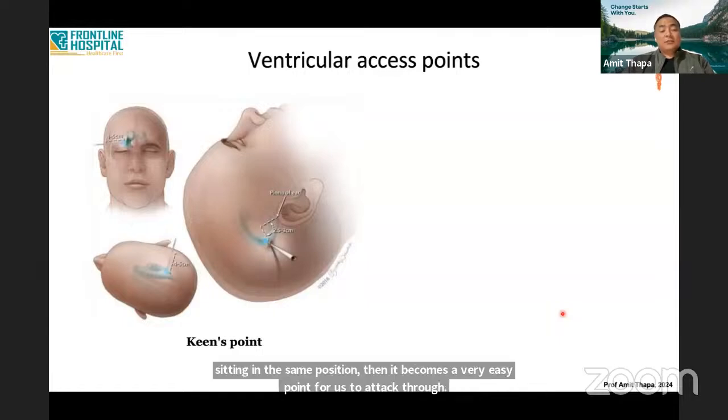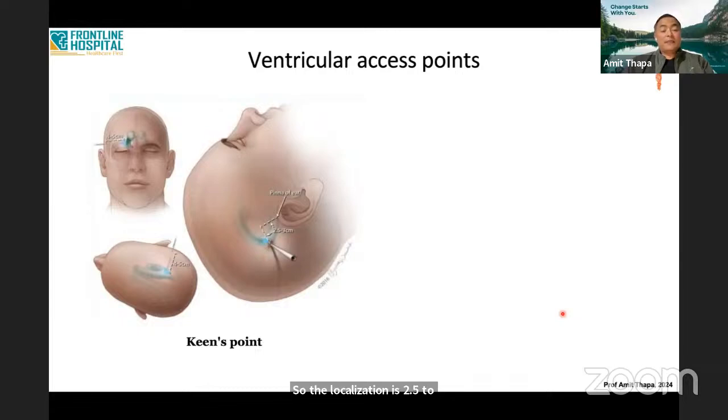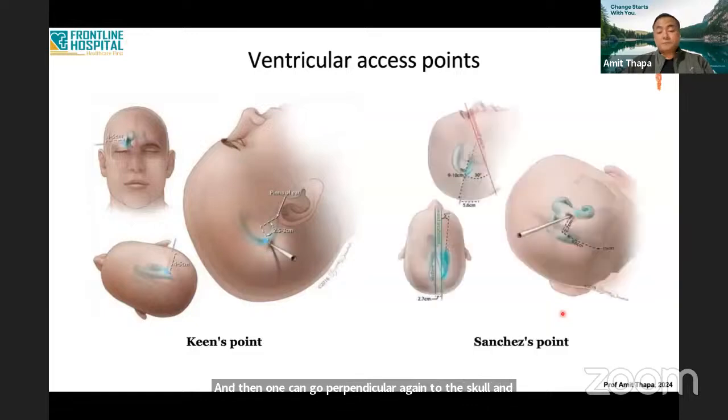So the localization is 2.5 to 3 centimeter above the superiormost part of the pinna, and then behind it. And then one can go perpendicular again to the skull, and at a distance of 4 to 5 centimeter, one can easily hit the trigone of the ventricle.